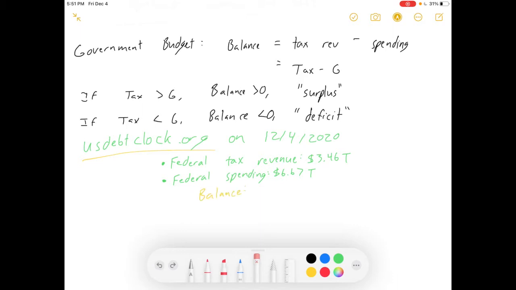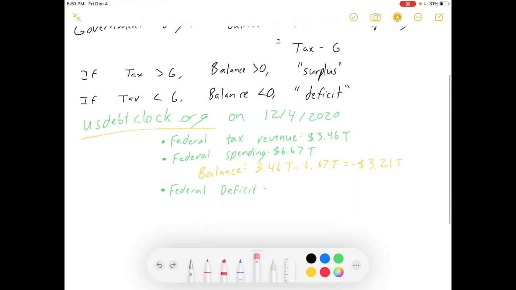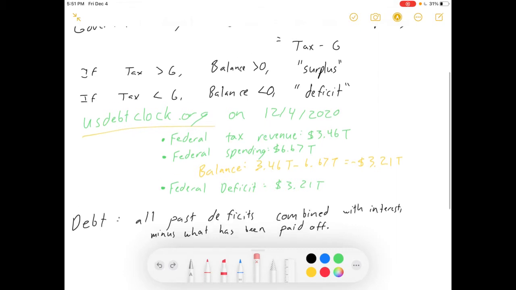With that information, you could calculate the balance. Tax revenue, $3.46 trillion, minus spending, $6.67 trillion, is a negative $3.21 trillion budget. The federal deficit, then, is $3.21 trillion. That's how much money we spent this year that we didn't actually have, so we had to borrow it. And there's still a few weeks left.